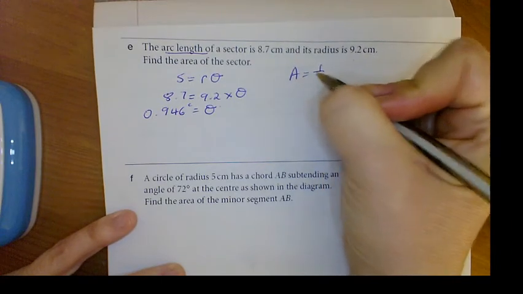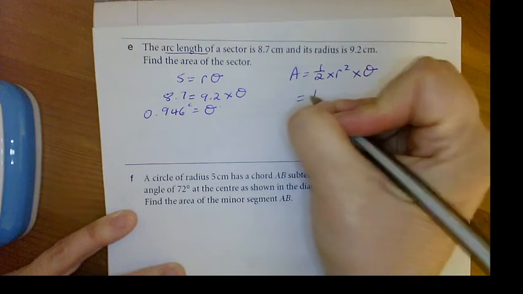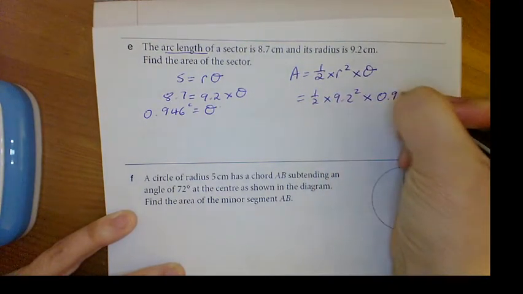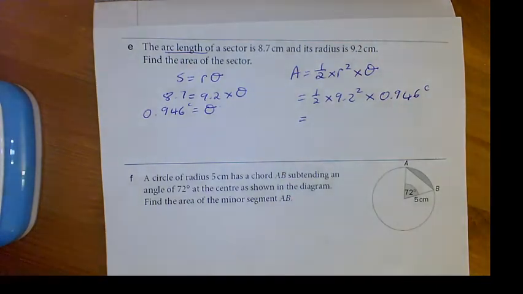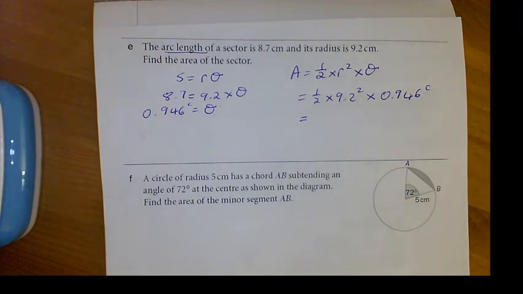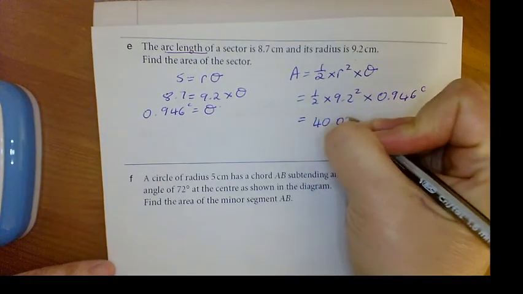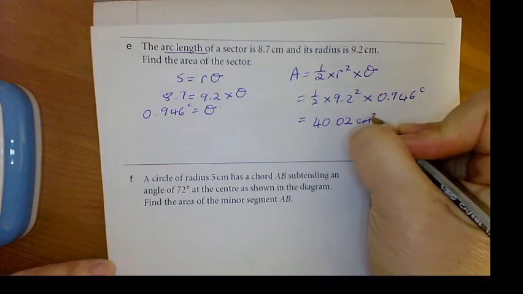Area equals a half times r squared times theta. So that's a half times 9.2 squared times my theta. Once again, please use the answer button on your calculator to get the most accurate result. So 0.5 times 9.2 squared times answer comes out as a nice 4 significant figures. So I'm going to leave it as 4.02 centimeters squared.